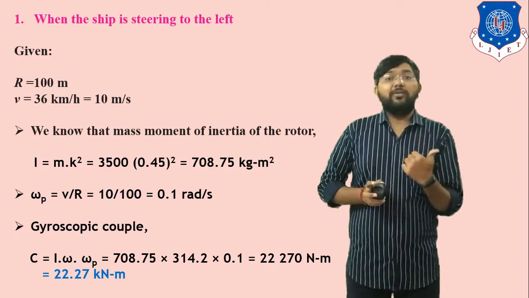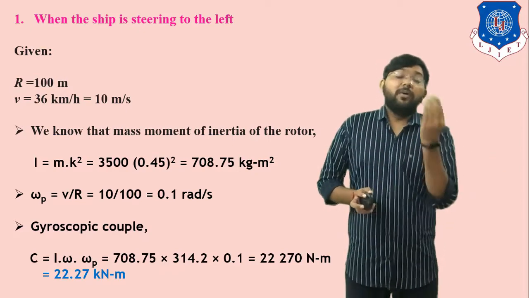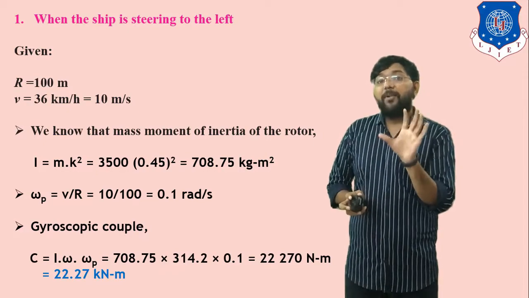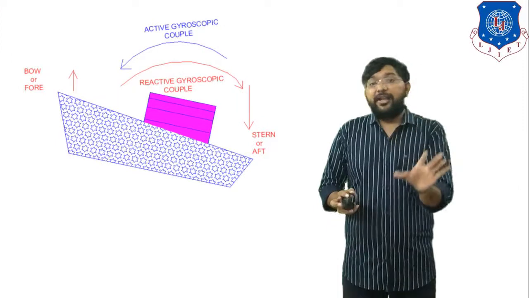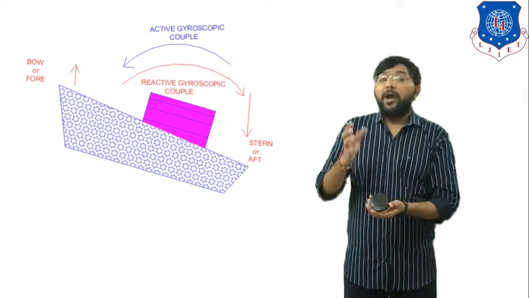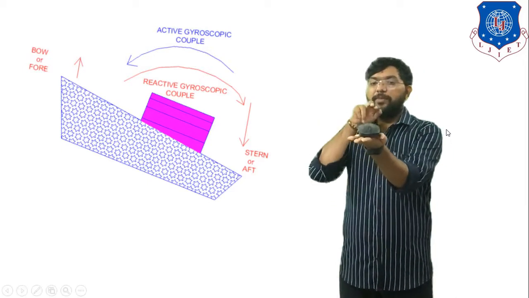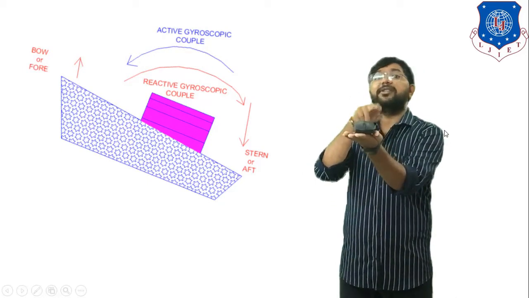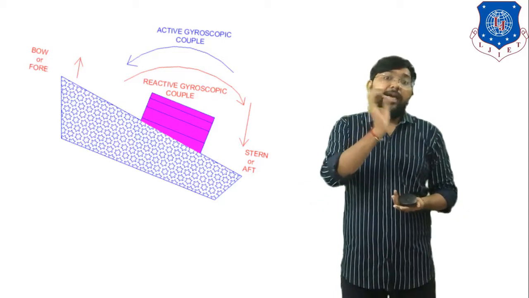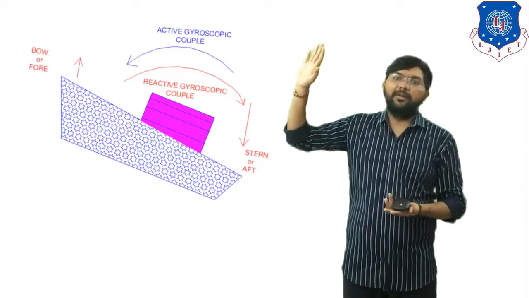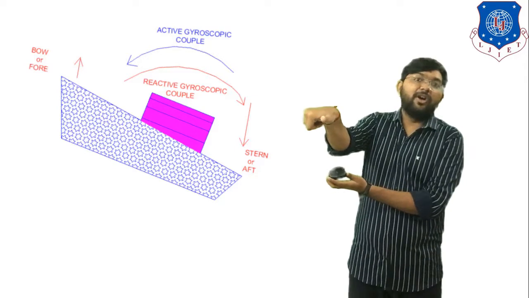We also have to find the reactive gyroscopic couple for the pitching motion. Now we have to identify which type of effect occurs during steering motion. Clear? So during steering motion, we have to observe the ship from the rear side. Suppose this is a ship, you observe the ship from the rear side. At that time the rotation of the rotor is in clockwise direction. To find the direction of angular momentum, you have to use the right hand thumb rule. Put your fingers in the direction of rotation and the thumb indicates the direction of angular momentum.